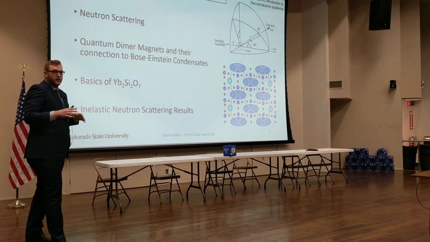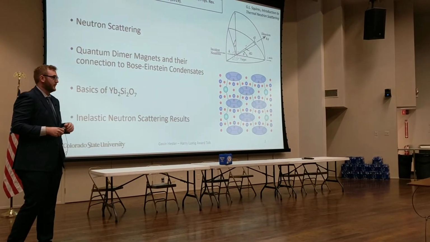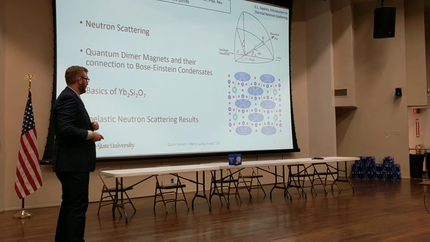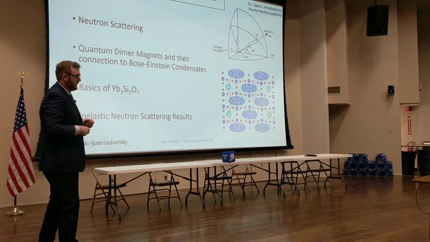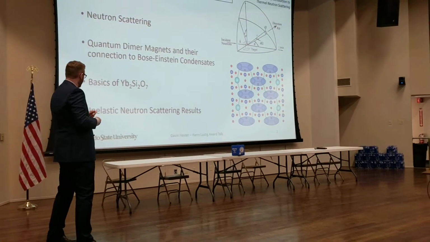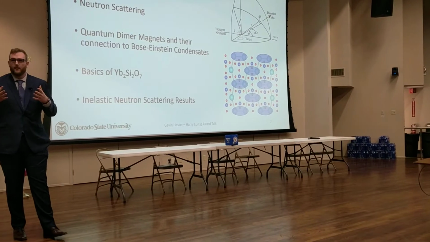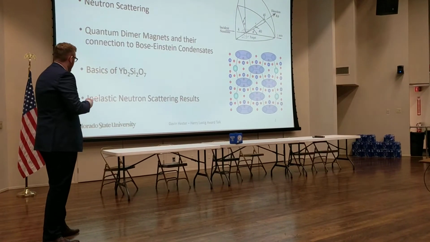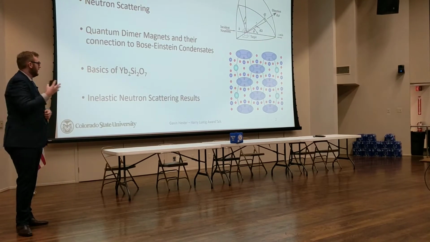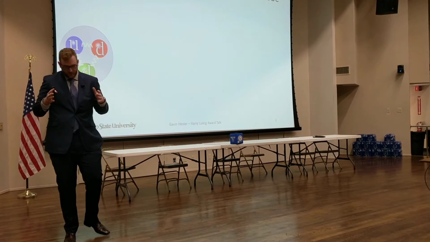So first thing I'm going to do is give you a brief overview of what I'm going to be talking about today. First I'm going to go into neutron scattering because that was very vital in our understanding of this new quantum diamond magnet compound we found. Then I'll talk about quantum diamond magnets and their connection to Bose-Einstein condensates because they're not that well known in the topic. Then I'll talk about the basics of ytterbium silicate, which is the compound that we've been looking at for this. And finally, I'll show you some inelastic neutron scattering results that give us a lot of information on ytterbium silicate.